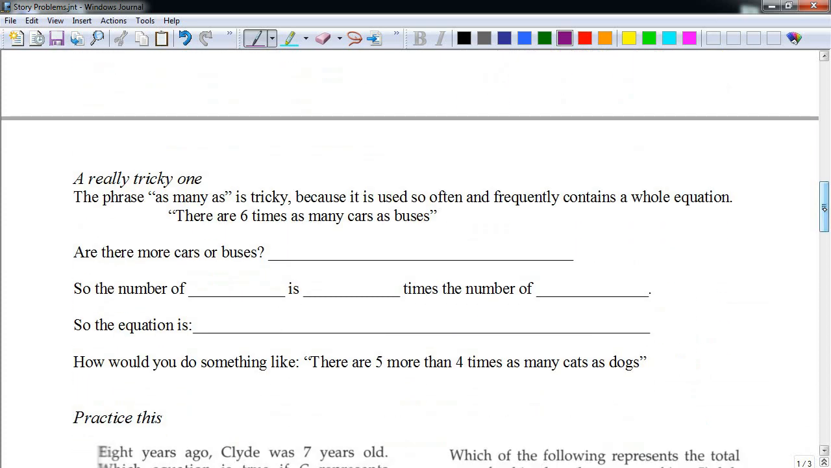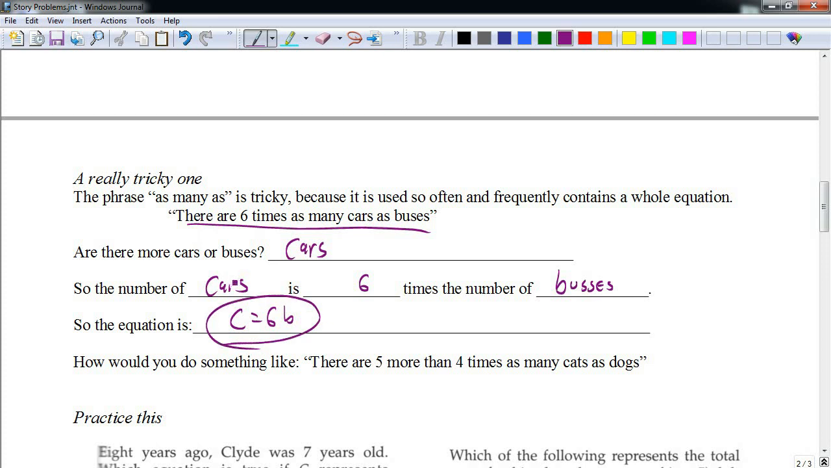Now, a really tricky one is the phrase "as many as," because it frequently contains a whole equation, and it's frequently written in reverse from how you read it. So think about, there are 6 times as many cars as buses. Are there more cars, or are there more buses? According to this, there are more cars. So the number of cars is 6 times the number of buses. So the equation is C equals 6 times B. If you notice, this is written very differently from how it's read.